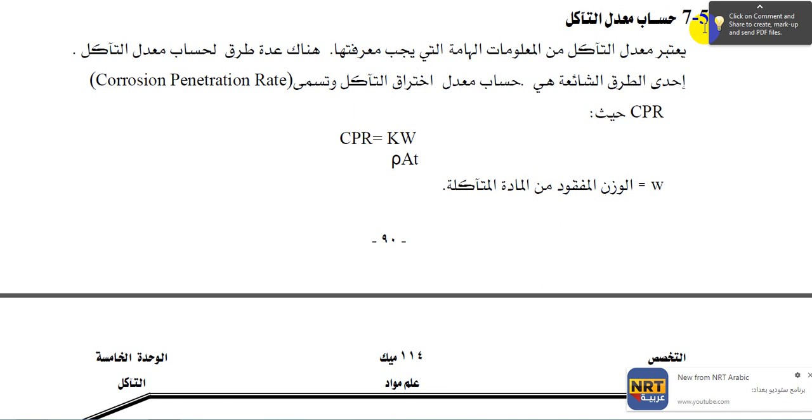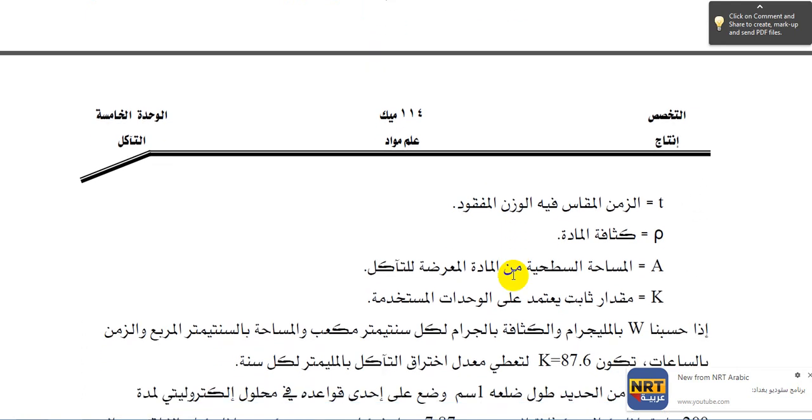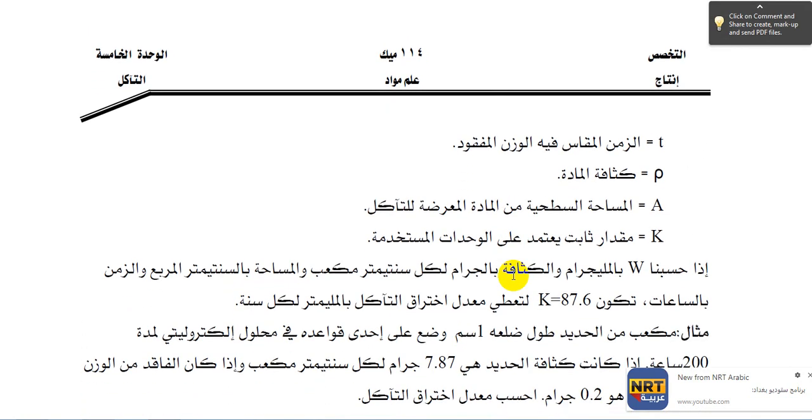There are several methods here to calculate the CPR. One of the common methods is calculating the corrosion penetration rate as follows: corrosion penetration rate, CPR, equals KW over rho A T. W is the lost weight of the corroded mass. T.